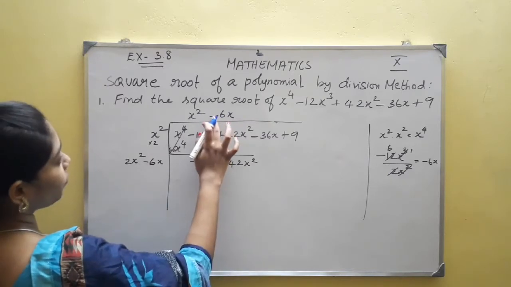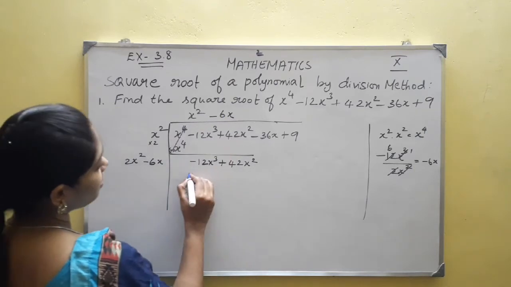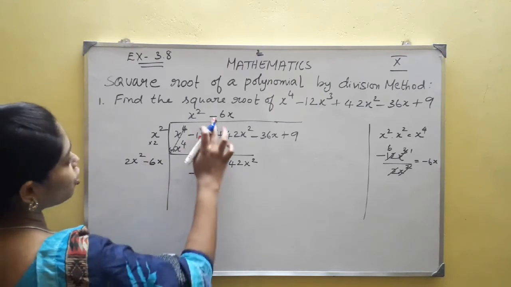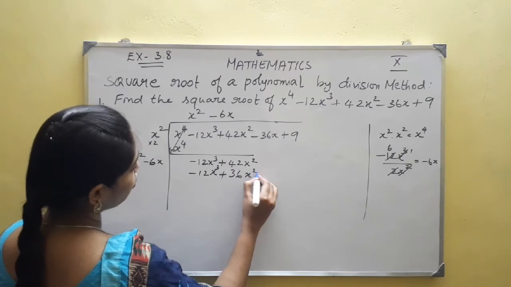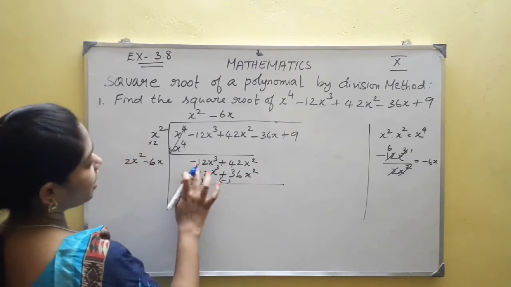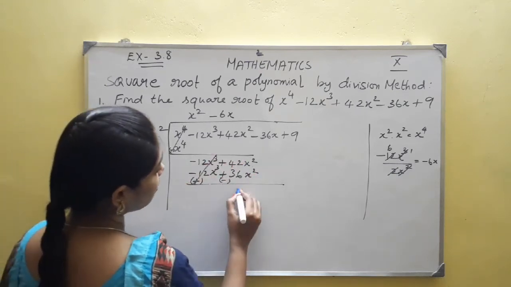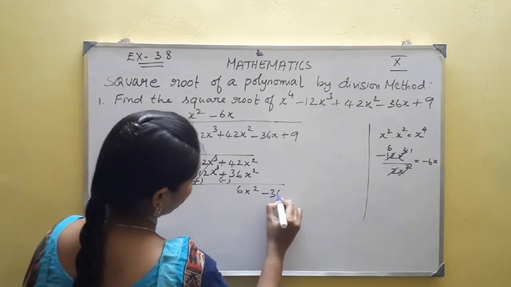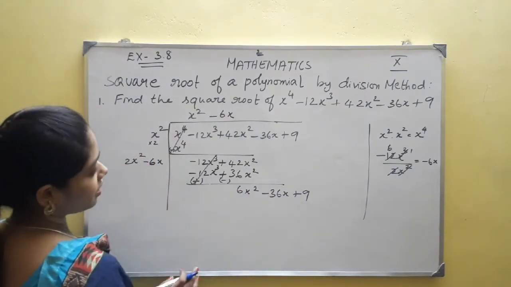Now multiply these two. So 6 into 2 into minus 6 gives you minus 12. X square into x gives you x cube. Minus into minus plus, 6 sixes are 36. X into x, x square. Again you want to change the sign. Now minus 12x cube plus 12x cube get cancelled. 42 minus 36 gives you 6x square. Bring two more terms to the next step. Now you completed the second step.